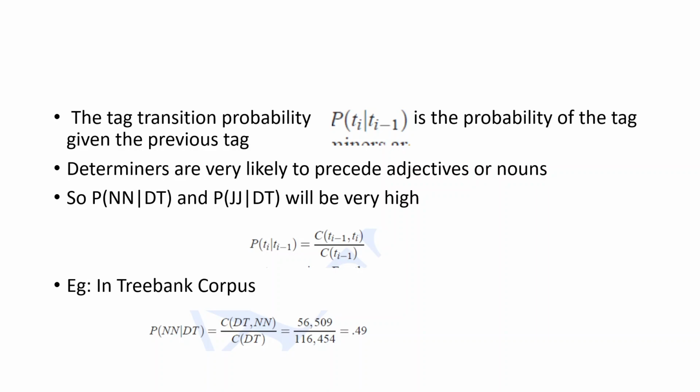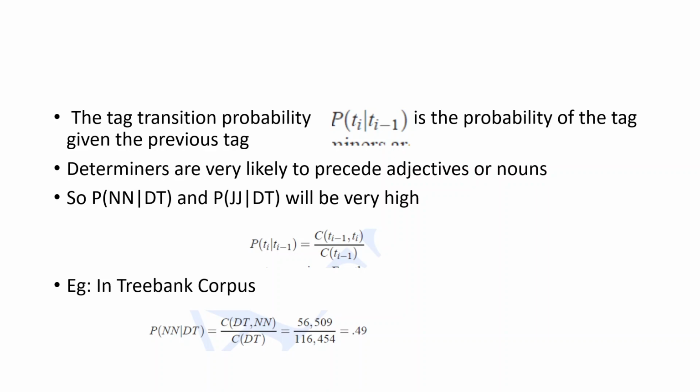And then you also find the count of the number of times Ti occurs given Ti minus 1 occurs just before. Basically you find the counts. Say for example, in the Treebank corpus, you have these tags. NN stands for noun and DT stands for determiner. Now in order to calculate NN given DT, what is the probability of NN occurring given that DT occurs before it?